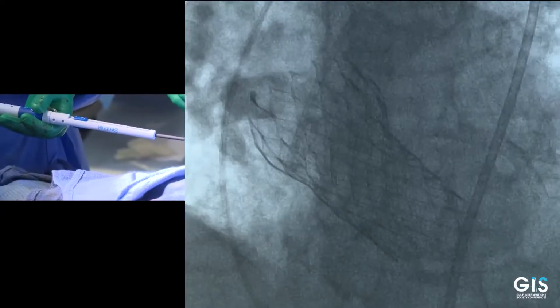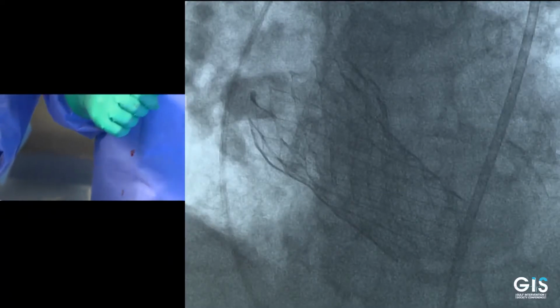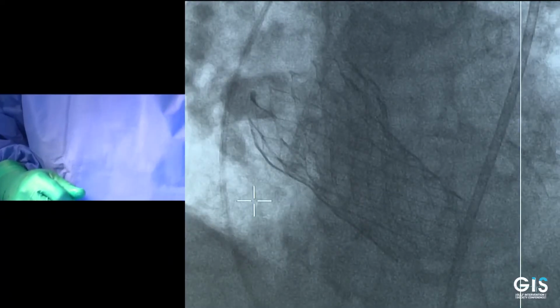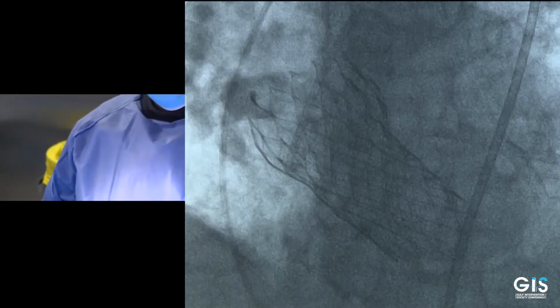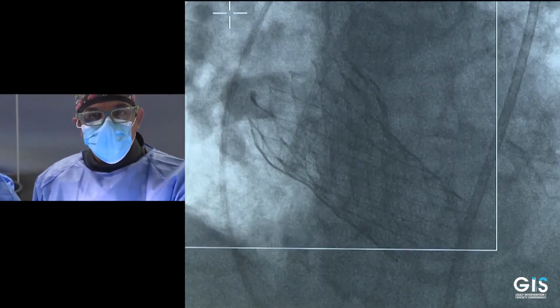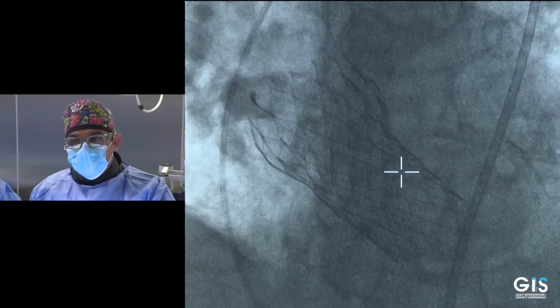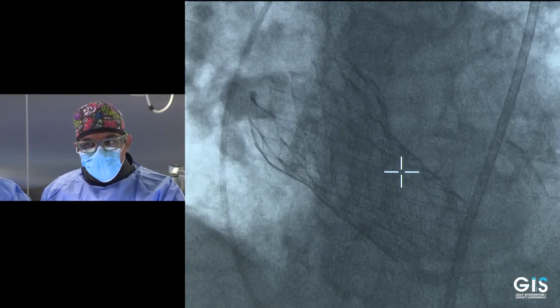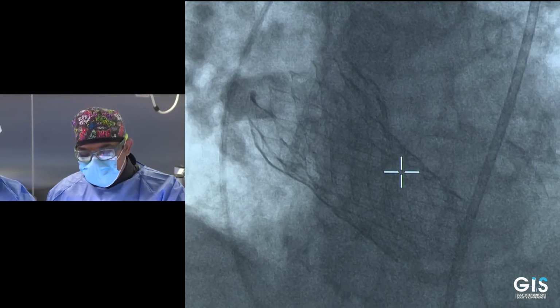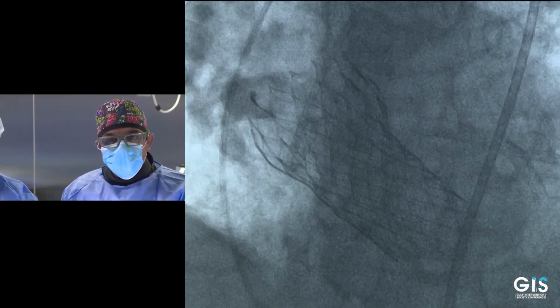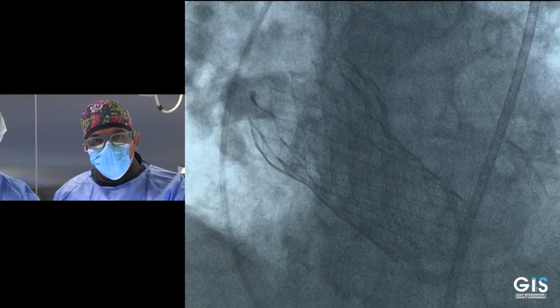So now we're going to remove the cerebral protection device, the Sentinel. The process is basically reversing what you've done. You capture the distal basket first, and then you advance the whole system into the aorta, and then you bring it back and retrieve the proximal basket, and you take the whole system together with the wire as one unit.